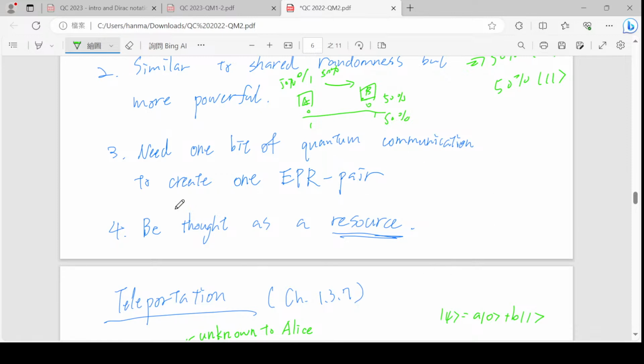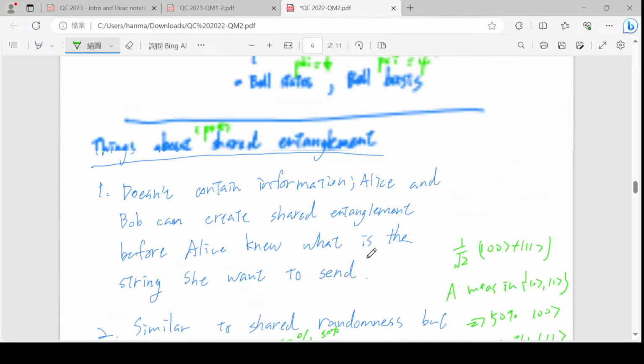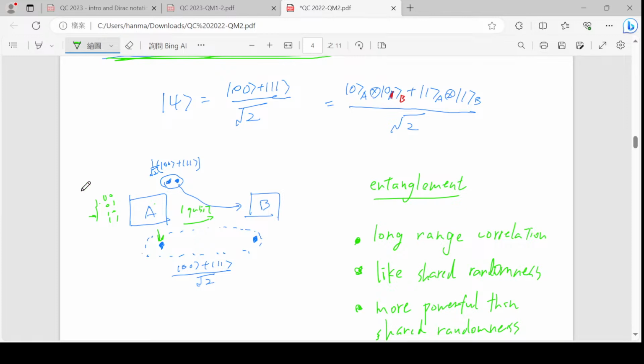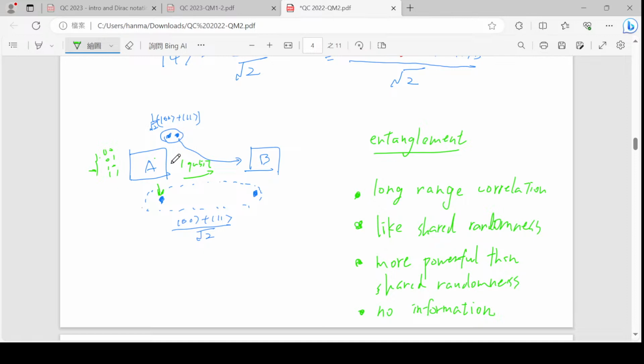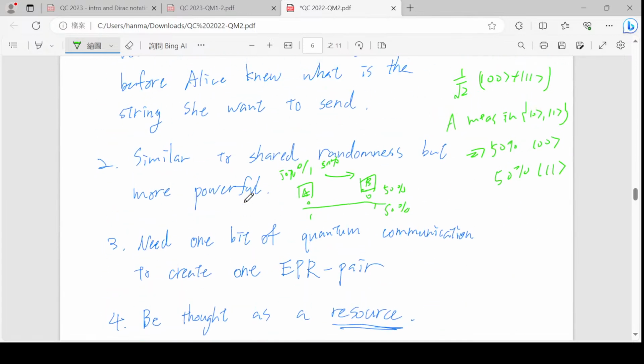And we can think of it as a resource, as in this is something that you want to create and consume when you do your protocol. So here we see that we create our shared entangled state before our protocol starts. Then during our protocol, we will consume the shared entangled state, because after the protocol, the shared entangled state got changed and sent to Bob. Then Alice and Bob don't have this shared entangled state anymore. Okay. Any questions?